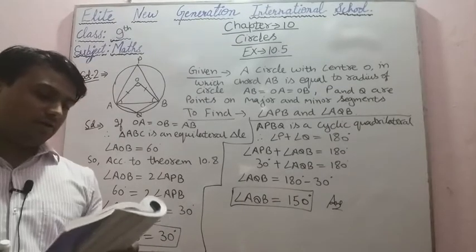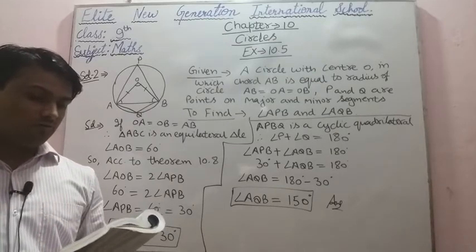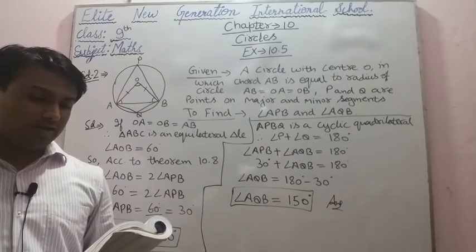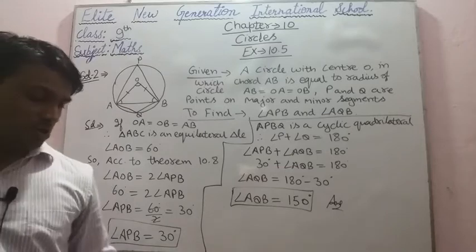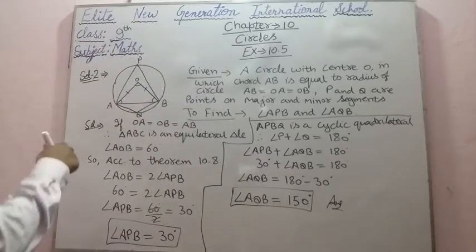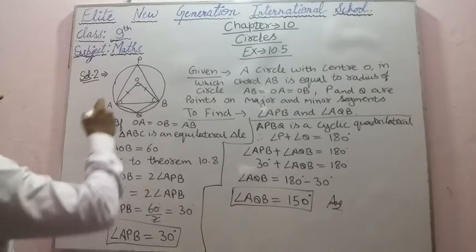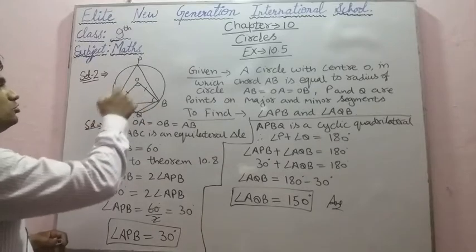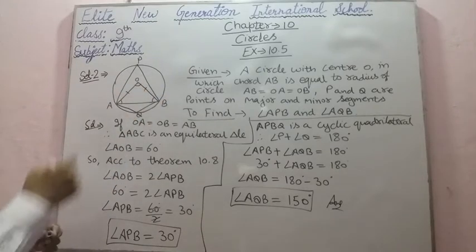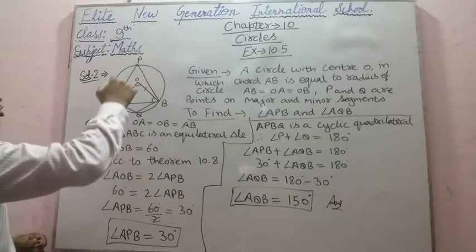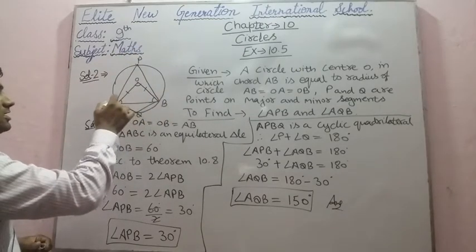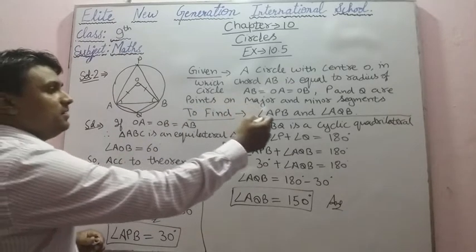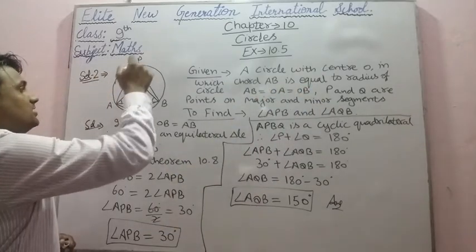In question number 2, a chord of a circle is equal to the radius of the circle. Find the angle subtended by the chord at a point on the minor arc and also at a point on the major arc. In this question we are given a circle with center O in which chord AB is equal to its radius. So here we can say that AB equals OA equals OB, and also here point P is a point on the major arc and point Q is a point on the minor arc. In this we have to find angle APB and angle AQB. We have to find these two angles.